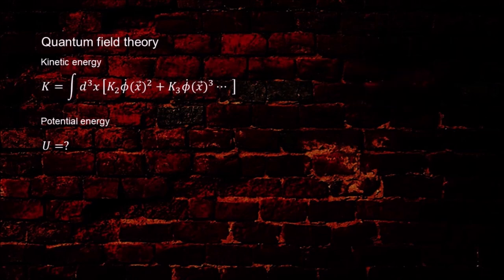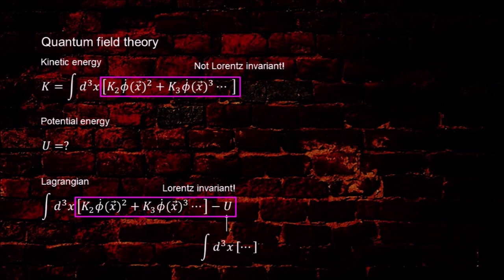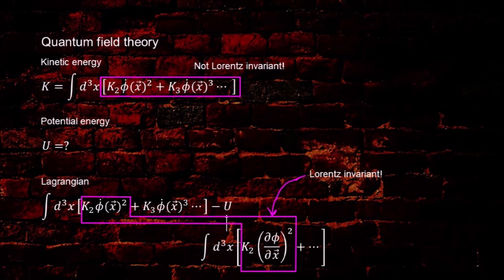We can tell immediately that the kinetic energy is not Lorentz invariant. This makes sense, since in different frames, things move at different rates. However, the Lagrangian must be Lorentz invariant. That means that the potential energy must contain terms which, when coupled with the terms in the kinetic energy, make the Lagrangian Lorentz invariant. It is easy to show that adding this term will make this sum Lorentz invariant. I will leave it as an exercise.